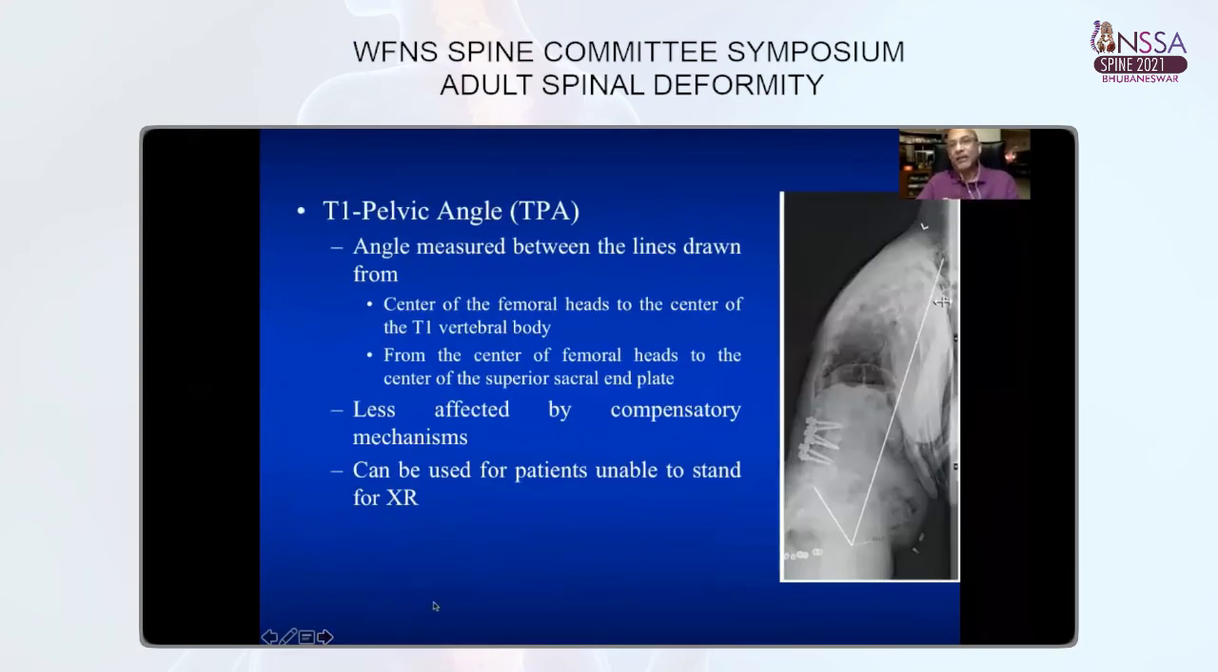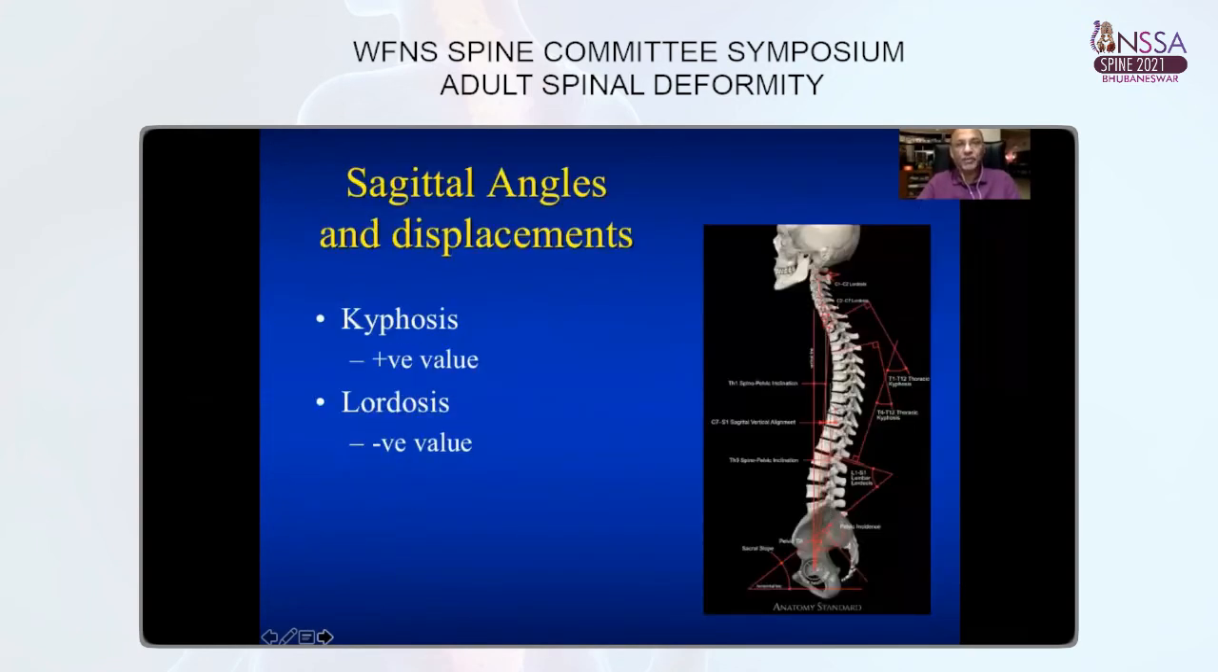The T1 pelvic angle is used in patients who are unable to stand for x-rays. From the center of the femoral head, there's a line that's drawn all the way to the T1 center, and then there's a line from the center of the femoral head to the center of the superior sacral end plate. And this angle that we get is the T1 pelvic angle, and it is less affected by compensatory mechanisms.